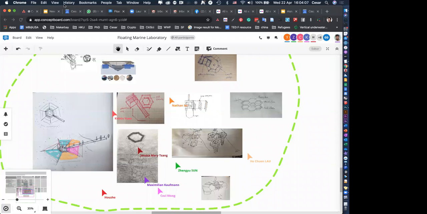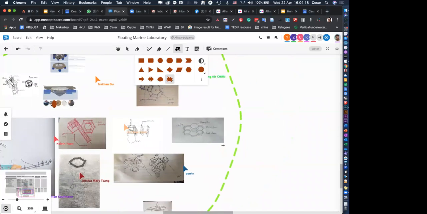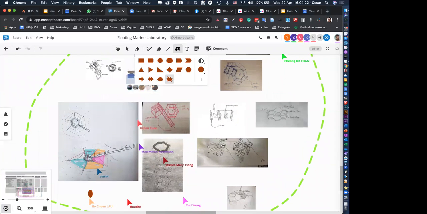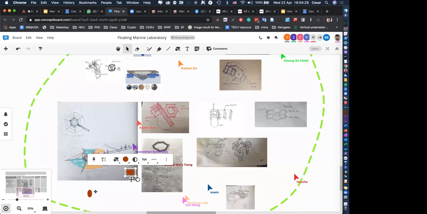Okay, this time only one vote, so it's also faster. So everybody has one vote. I'm going to take this shape to vote. I think I'll go for mine. So you can vote for any shape that you want.